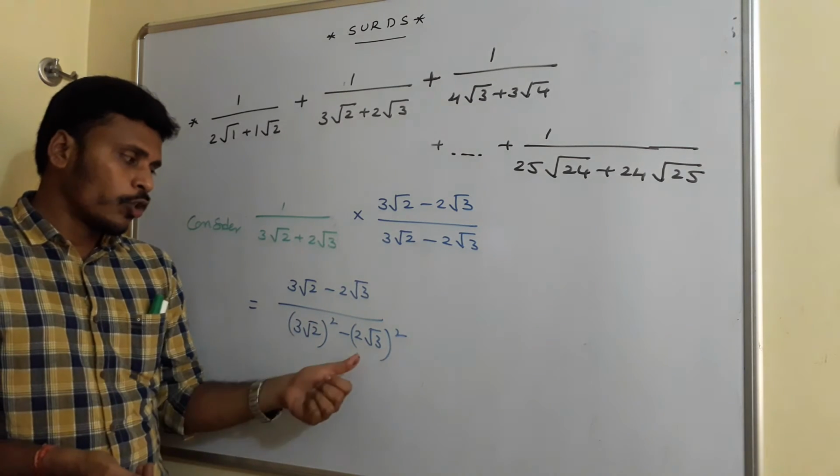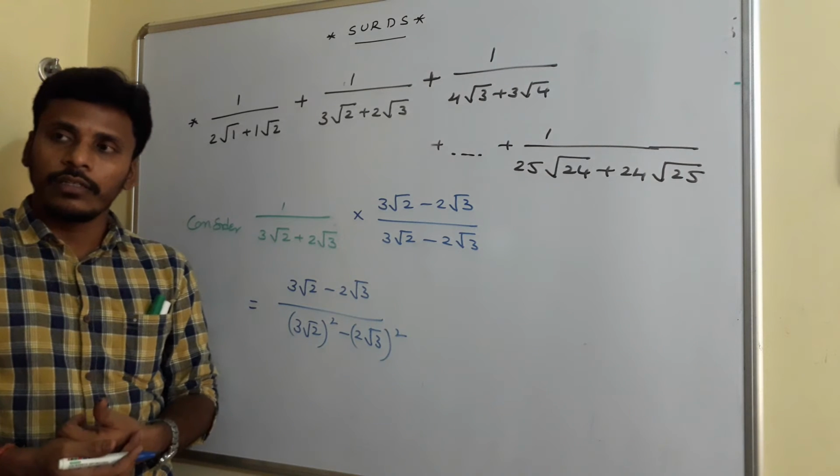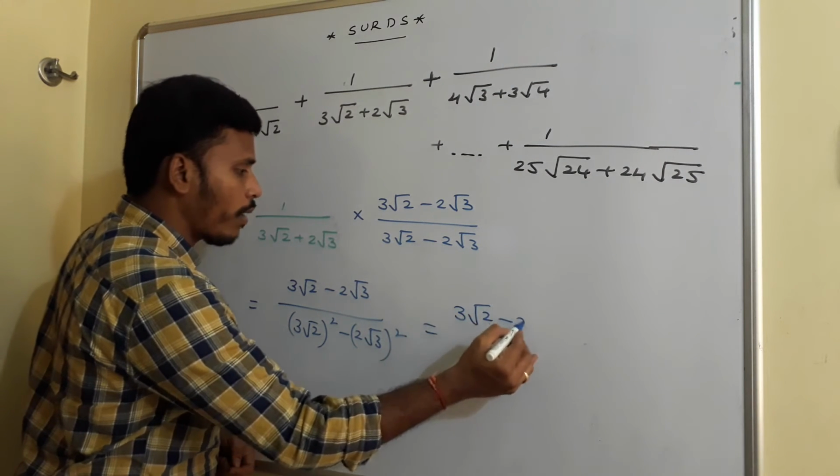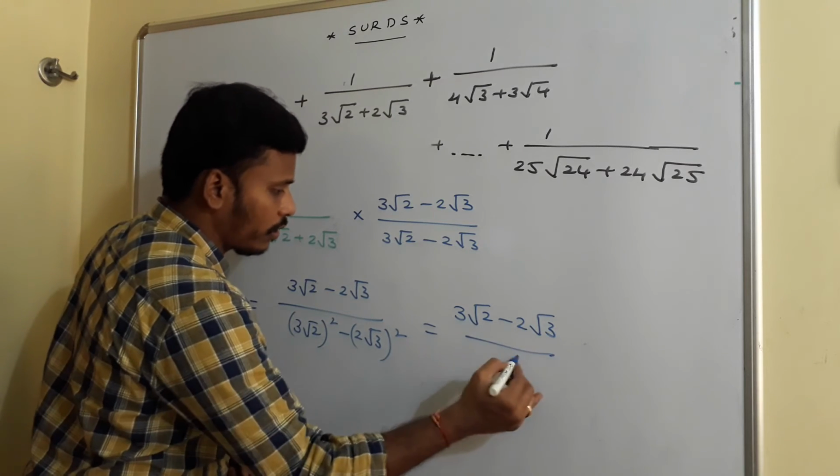9 times 2 is 18. 2 square is 4, root 3 square is 3, so 12. 18 minus 12 is 6. And this is equal to (3 root 2 minus 2 root 3) by 6.